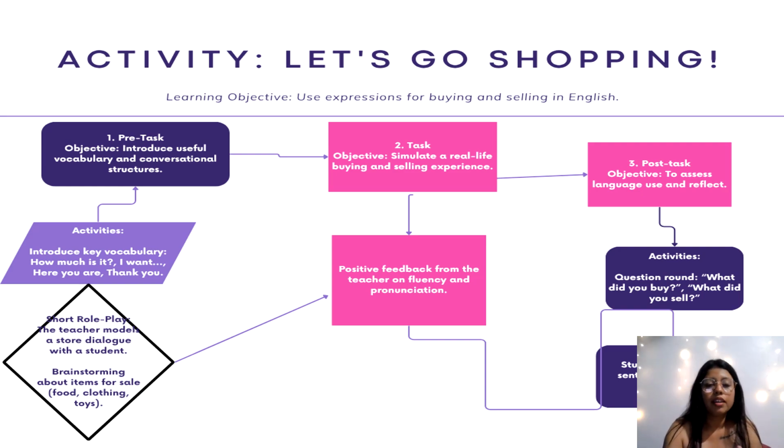Stage number 3. In the final stage, the post-text, we reflect on what the students have learned. I ask questions like, what did you buy? What did you sell? Did you enjoy it? A student can also write 3 short sentences about the activity, such as I bought a toy, it cost $3, I liked the activity. Finally, I give positive feedback and highlight the good use of English expressions and teamwork.